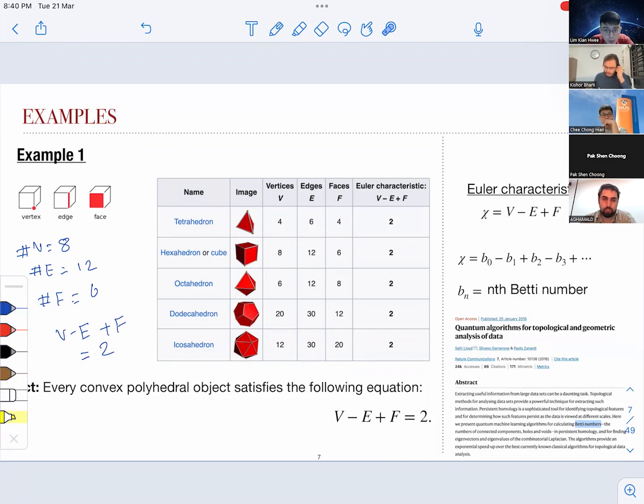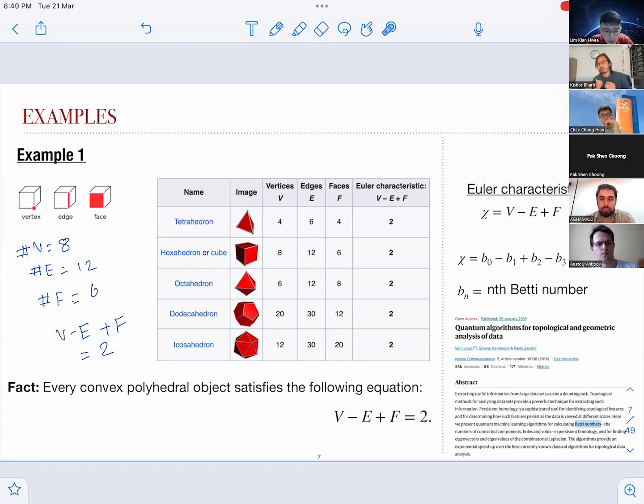You play it with an octahedron, you get a 2. Dodecahedron, you get a 2. Icosahedron, you get a 2. So in fact, every convex polyhedral object satisfies this equation.